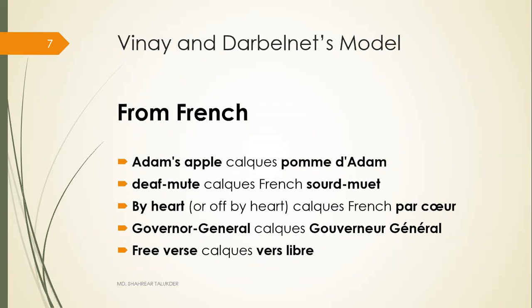So if you keep that phrase that's been used in French, if you keep that in the target text, then that will be calc. Then by heart, in French, that is par coeur. That is by heart. So when you keep that French phrase as it is in the target text, then that will be calc. Okay. Then we have free verse. The calc will be verse libre. See, if you keep this verse libre, that phrase in French, if you keep that in English, that will be calc.